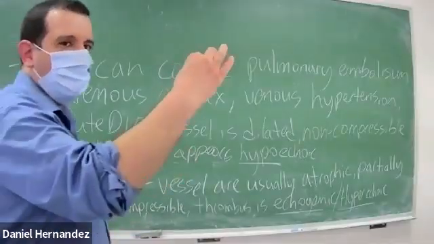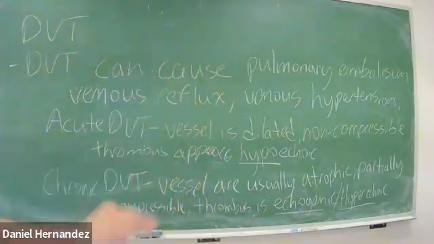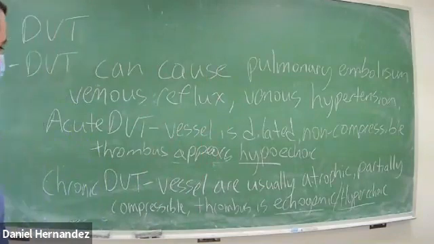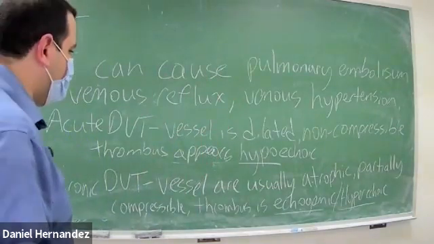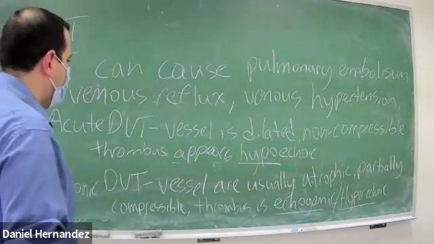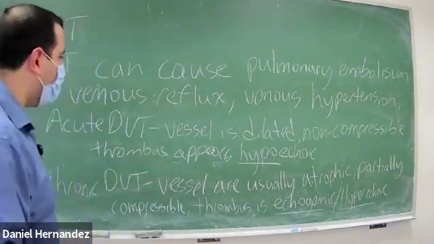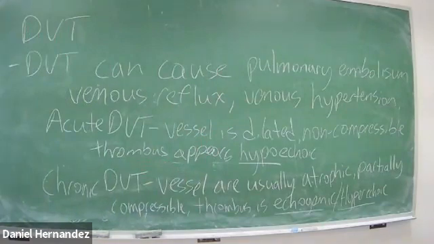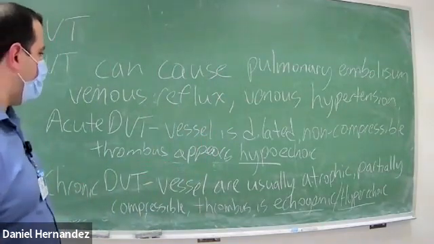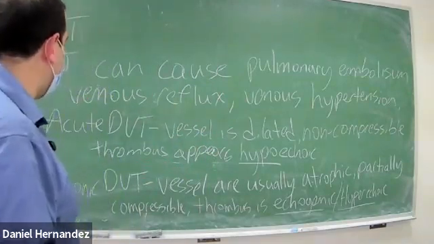So chronic DVT, the vessels are usually smaller, they're more trophic. They're usually partially compressible at this point. Thrombus is echogenic or hyperechoic, whereas in acute DVT, that thrombus appears hypoechoic, almost anechoic. The vessels become dilated with acute DVT. They're not compressible.